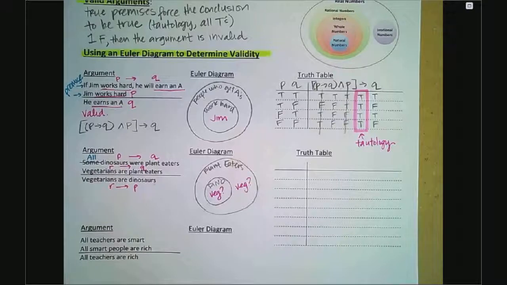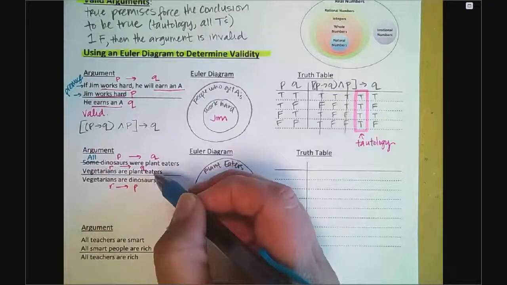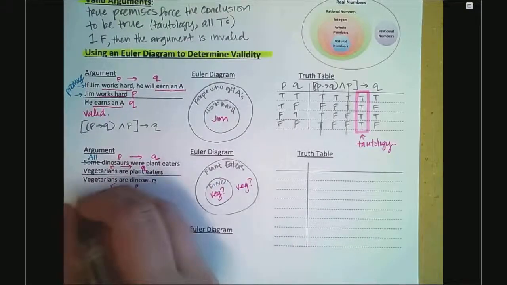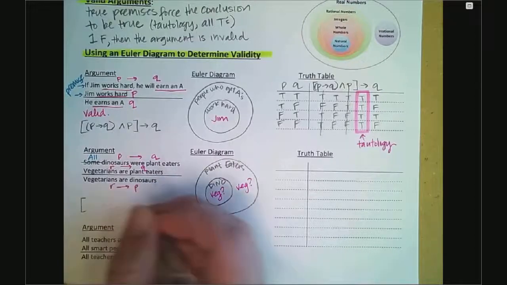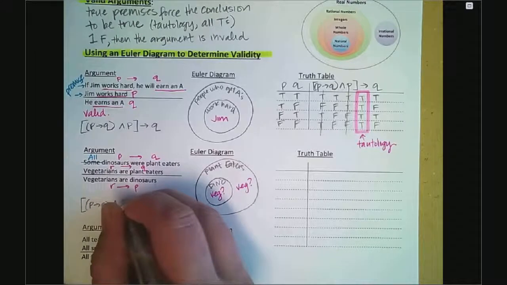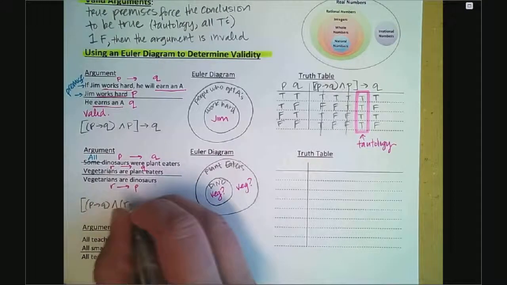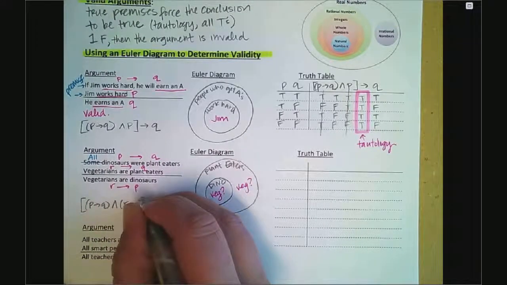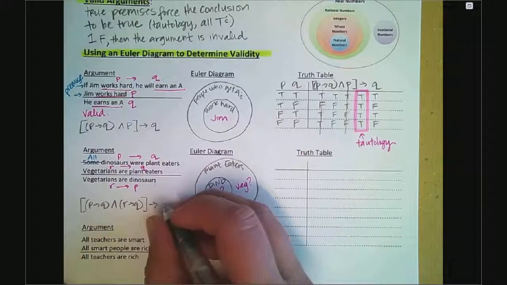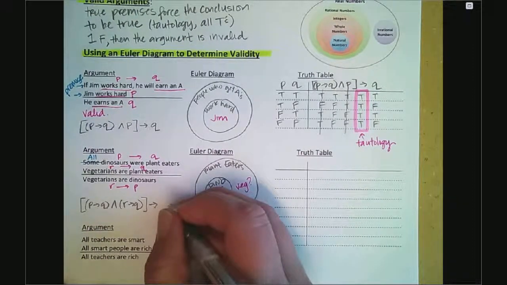I have my premises. This is my conclusion. It would be premise 1, P implies Q, and premise 2, R implies Q. Together, my two premises bring me to the conclusion R implies P.